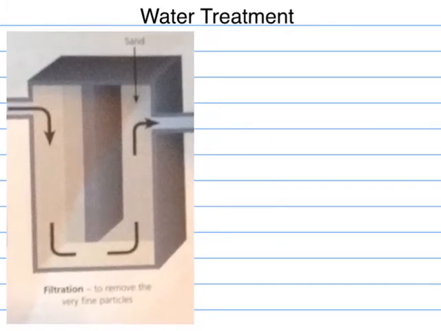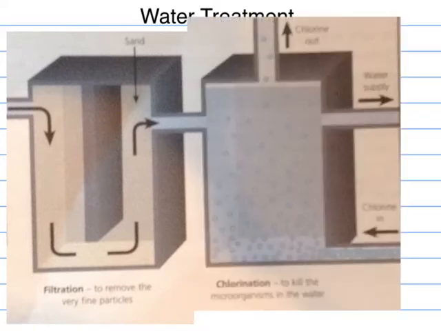Now after the filtration, we go through the final part, which is chlorination, and this is where the filtered water has chlorine bubbled in through it. What the chlorine will do is kill any microorganisms that are in the water. The chlorine will bubble in and then bubble out, and the water will just pass through.